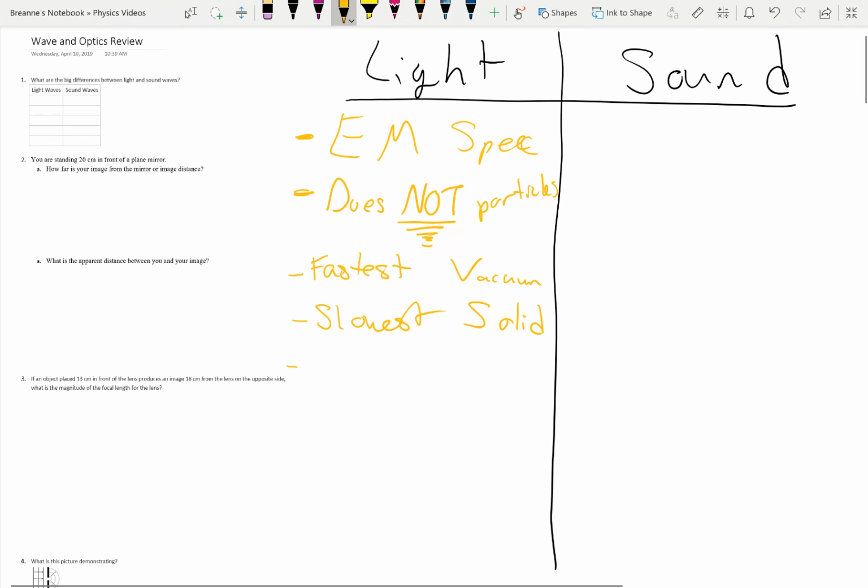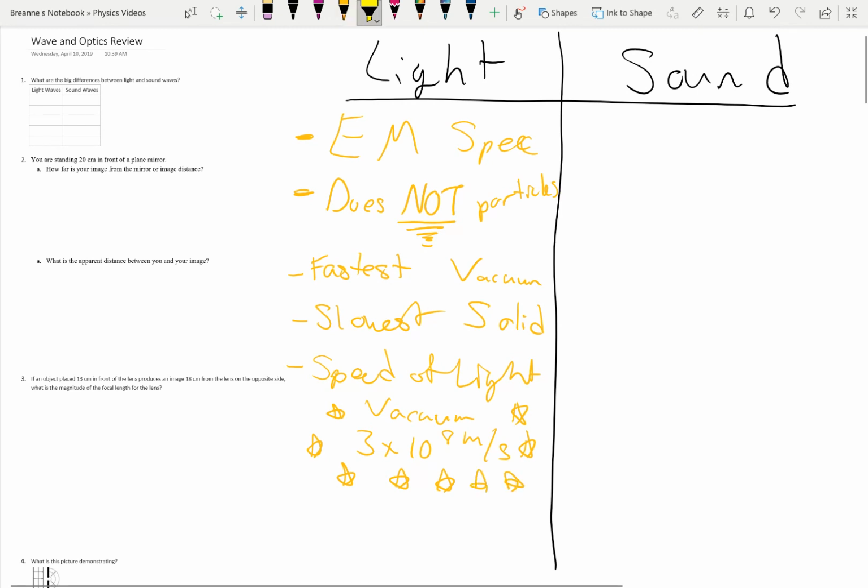So speaking of speed, the speed of light in a vacuum is 3 times 10 to the 8th meters per second. I would know that if I were you. That's very important. We're going to highlight this sucker. Very important. So that's how fast light speed is happening in a vacuum.